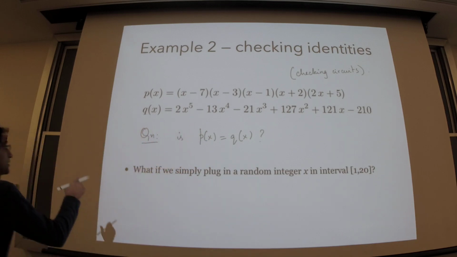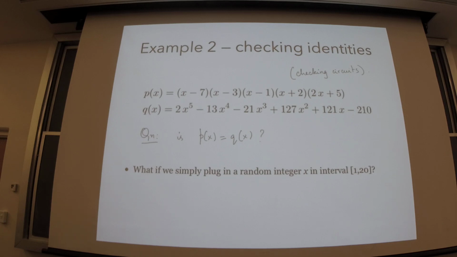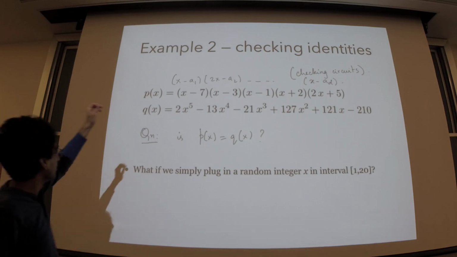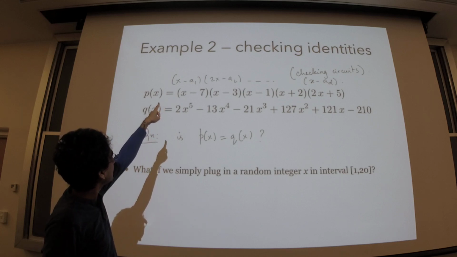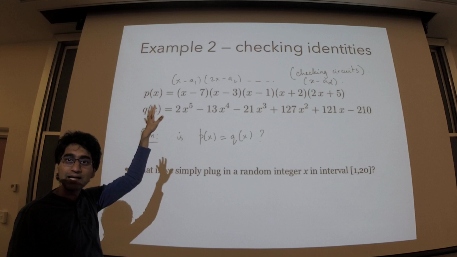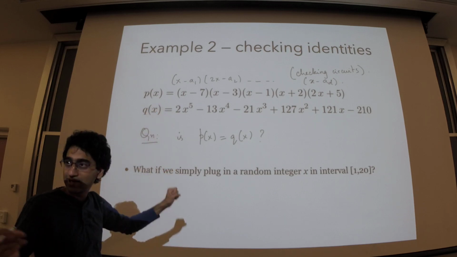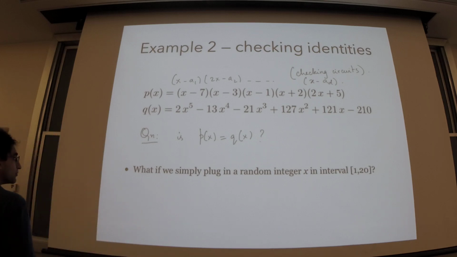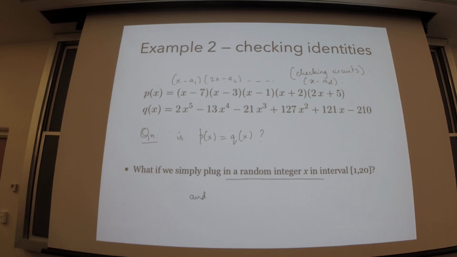Because imagine these were not 5 terms, but suppose there were some d terms. So x minus a1 times x minus a2, something like this, up to x minus ad. Now expanding this out could potentially have like 2 to the d terms, if these were degree d polynomials. But even in that case, plugging in a value and doing the multiplication is still much faster than actually expanding it and evaluating. So you plug in a random integer and check if p of x equals q of x.